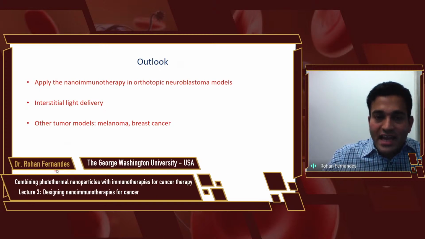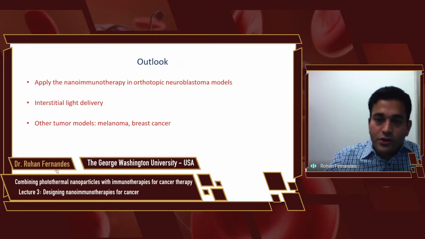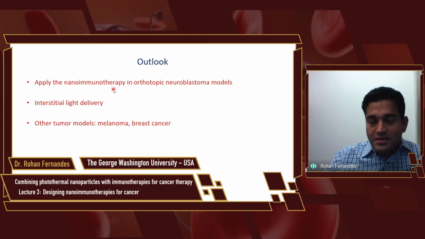So this is promising, and where are we going with this particular platform? We are now applying the nanoimmunotherapy in orthotopic neuroblastoma models. Now recall, neuroblastoma is not a subcutaneous tumor. It is a deeper tumor, and it presents retroperitoneally. So we are trying to study the effects of our nanoimmunotherapy in these deeper tumor models of neuroblastoma.